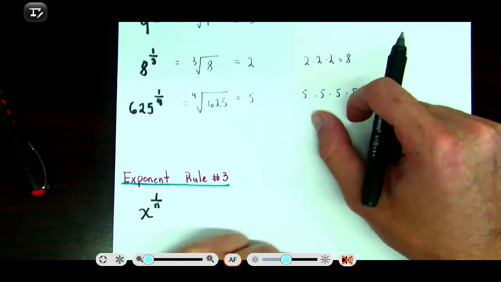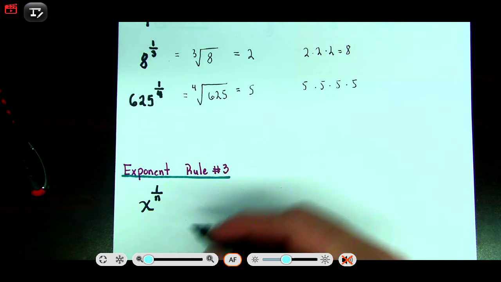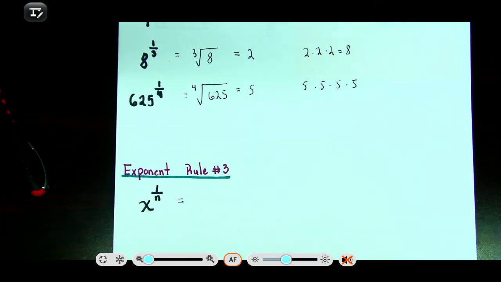Okay, so exponent rule number 3: x to the 1 over n is equal to... try and finish it on your own. How would you convert this into radical form?